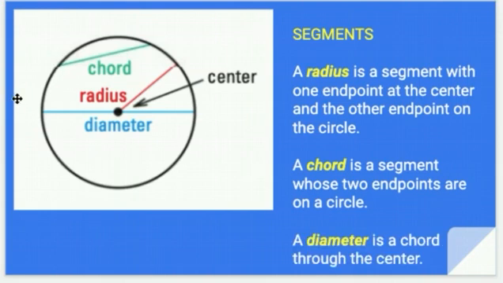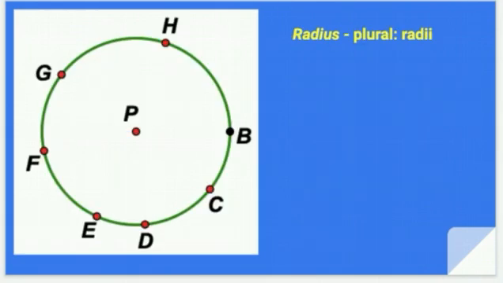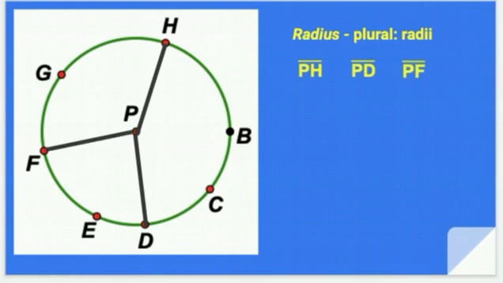A diameter is a special kind of chord. It is a chord, but a better name for this segment is called a diameter because it's a chord that goes through the center of the circle. A radius, if you want to talk about multiple radiuses, we don't use that word usually. We use the word radii, plural. So PH is a radius because it has a segment and the endpoints are the center and the other endpoint is a point on the circle. And so is PD. PD is a radius of the circle and so is PF.